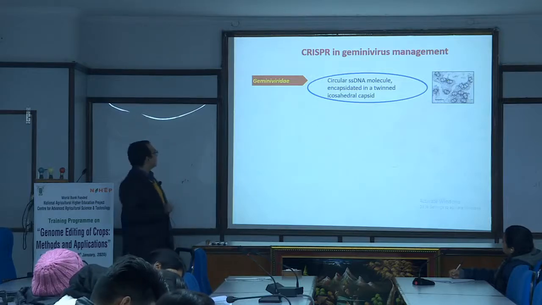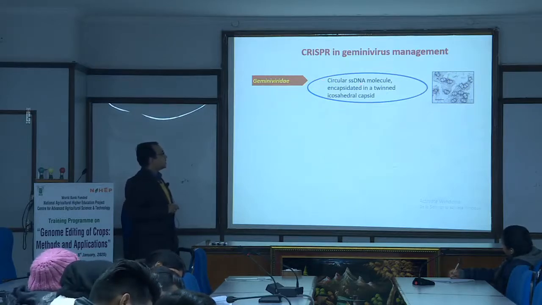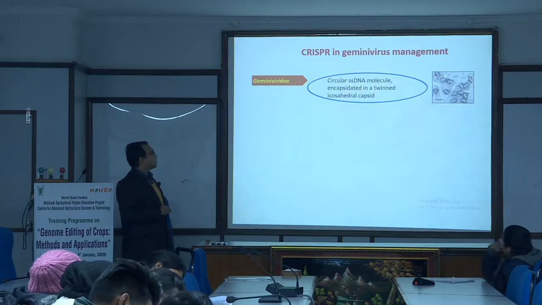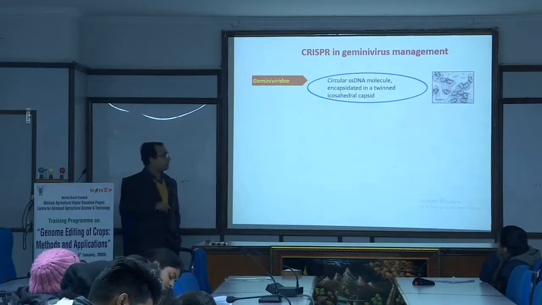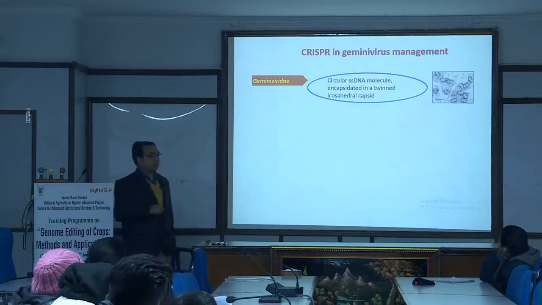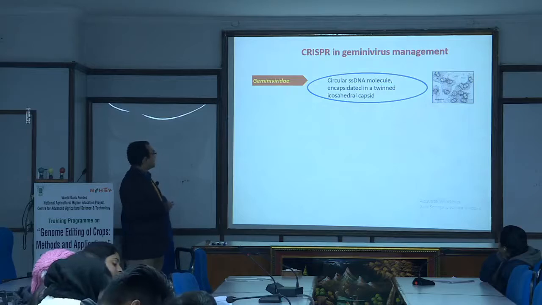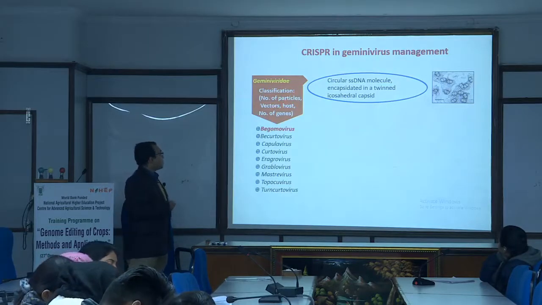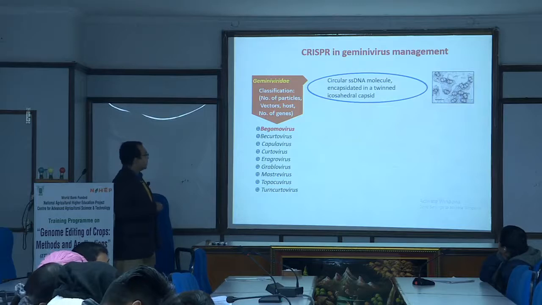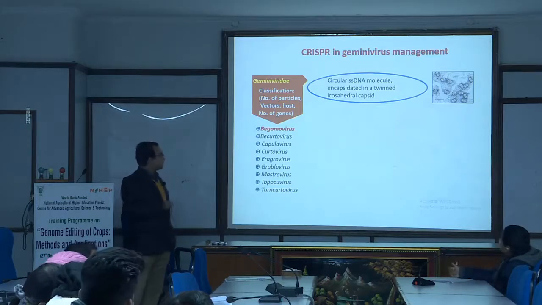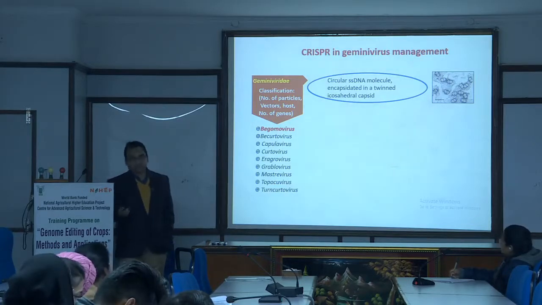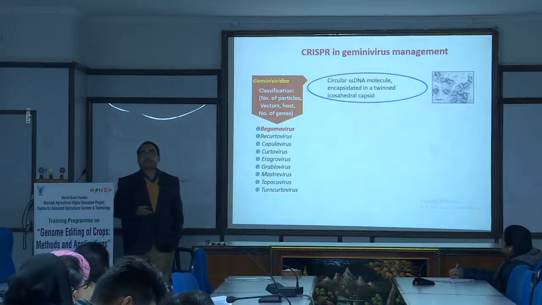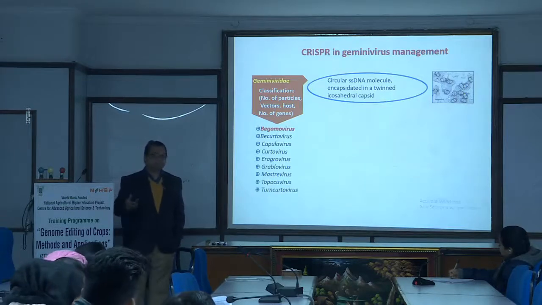They belong to the family Geminiviridae. They are circular single stranded DNA molecules encapsulated into a twinned icosahedral particle. So, the virus looks like this twin particle. It is only one particle, but it looks like two particles attached together. This family is divided, based on the number of particles, vector, host and number of genes, into 9 different genera. Under each genus there are several species of the virus, and under each species there are several isolates and strains of the viruses.